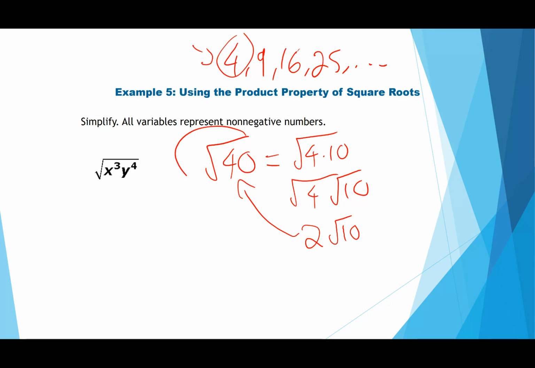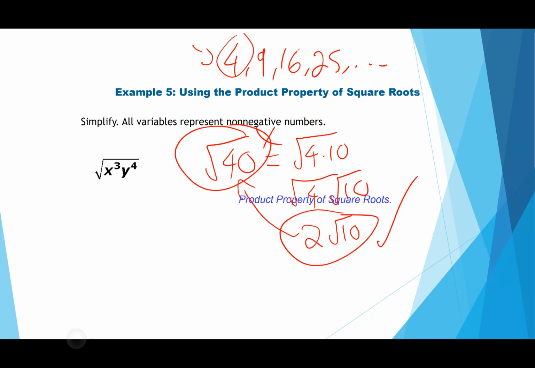If you want to take your calculator and type that in, you're going to get a decimal. But if you type this in, it's the same exact decimal because, of course, they'll be equal to each other. But this is a simplified radical. The square root of 40 was not. All right, so let's go ahead and look at the ones with the variables here.